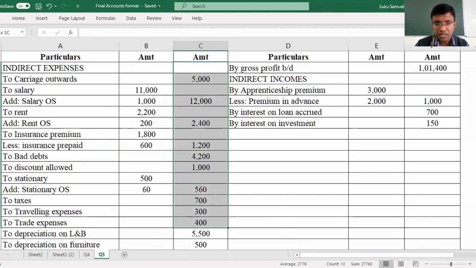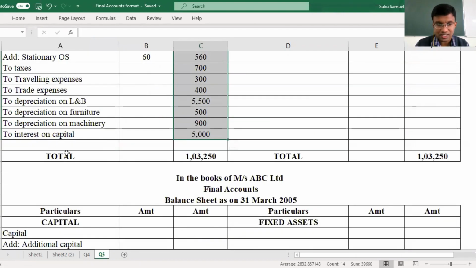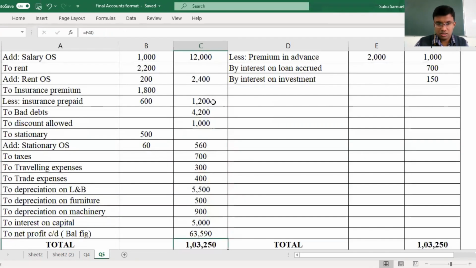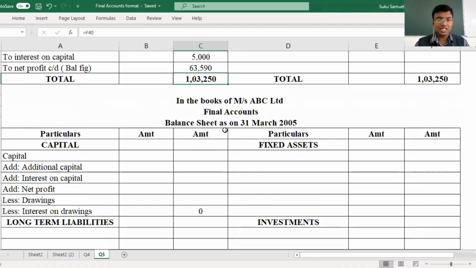So here, if you notice, the credit side is more and the debit side is less, which means the balancing figure will be falling on the debit side. If the balancing figure were to fall on the debit side, it is referred to as the net profit. So net profit we have got. We have to find out the balancing figure, and the balancing figure would be the difference between the amounts that we have mentioned over here, and that works out to be 63,590, which is your balancing figure.